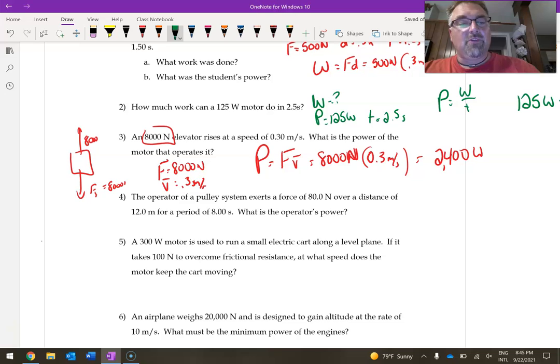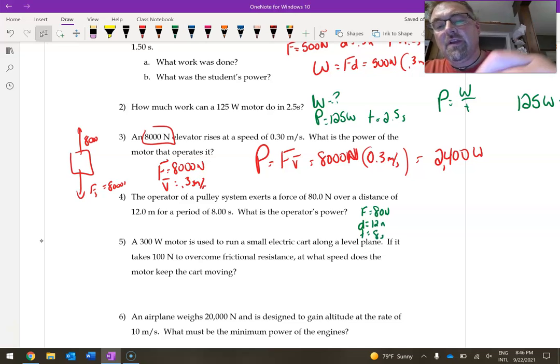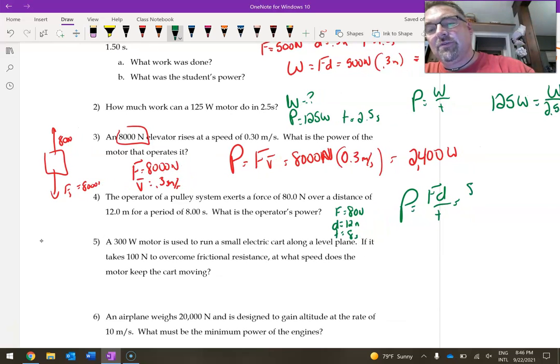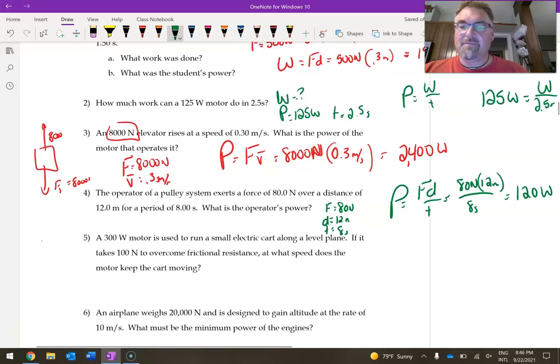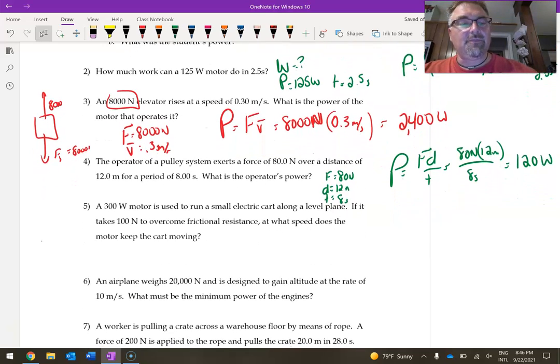Okay, next one. An operator of a plate system exerts a force of 80 newtons. So we know the force exerted is 80 newtons. We know a distance of 12 meters is how far he's going to exert that. And he's going to do that over a time period of 8 seconds. And so if I want to find the power, remember, it is equal to the force times the displacement divided by the time. So our force is 80 newtons times our displacement of 12 meters, and divide that by our 8 seconds. And we should end up with a whopping 120 watts for that. Okay, the 80 times 12 divided by the 8.